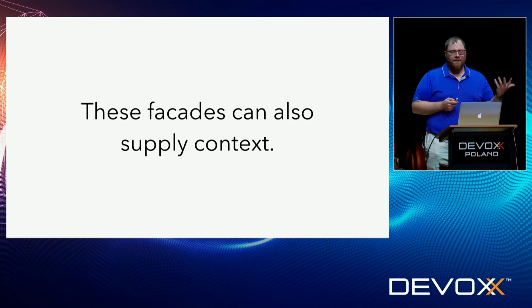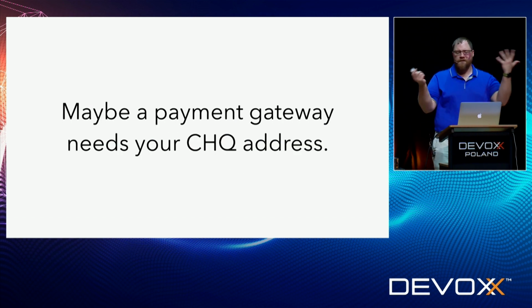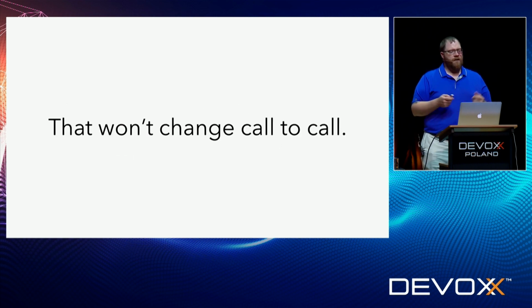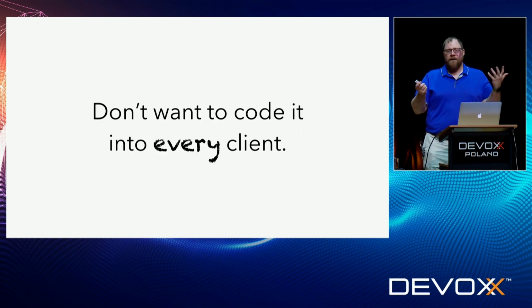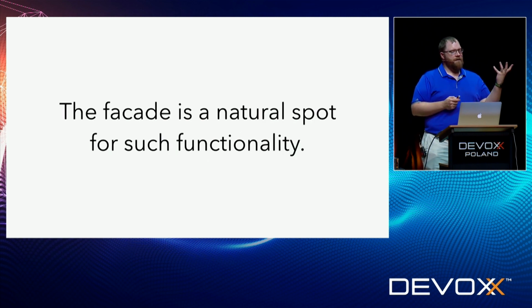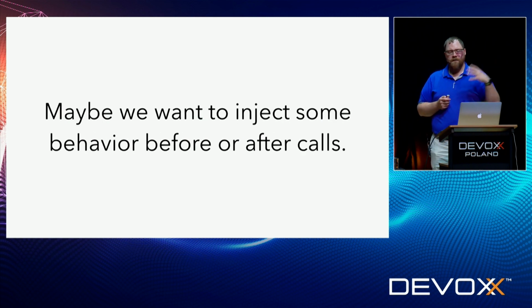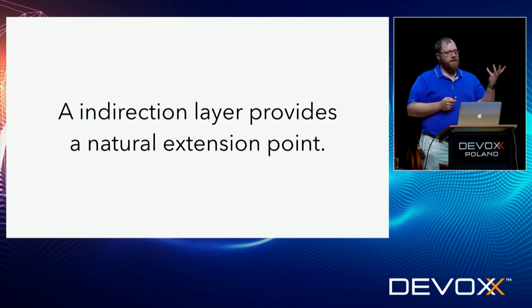So we can supply some context. Maybe your payment gateway needs your corporate headquarters address. You need an authorization token. That's not going to change in every call. You don't want every client to have to be aware of that. So we can actually bury that into that facade. And maybe you want to do a little bit of behavior before or after the calls. Again, that indirection layer gives us a really natural spot for that.